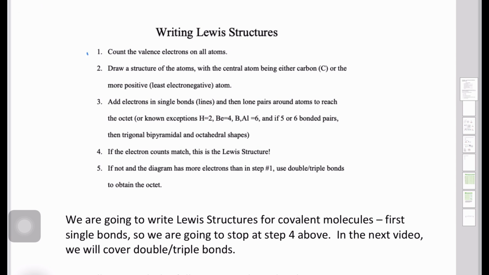Number 2, draw a structure of the atoms with the central atom either being carbon or the more positive, least electronegative atom. And if you have multiple carbons, it's going to be a carbon chain. I forgot to write that in there, but I said it nonetheless.